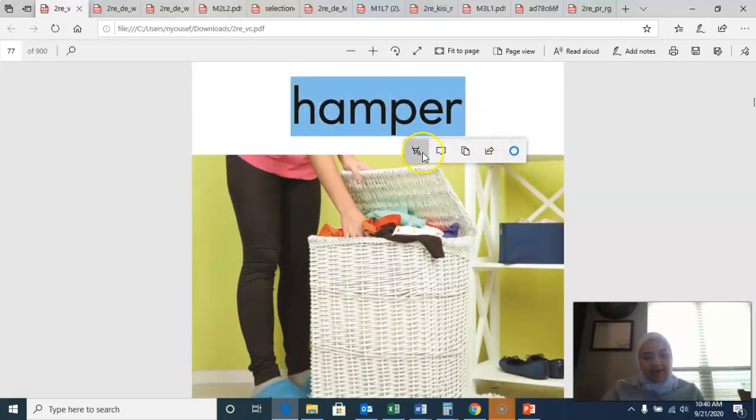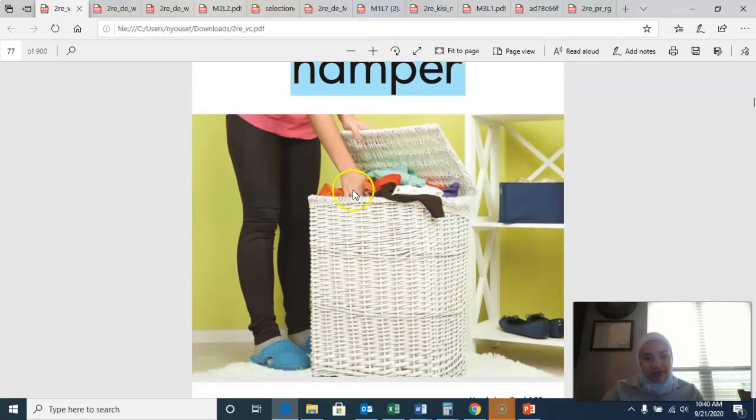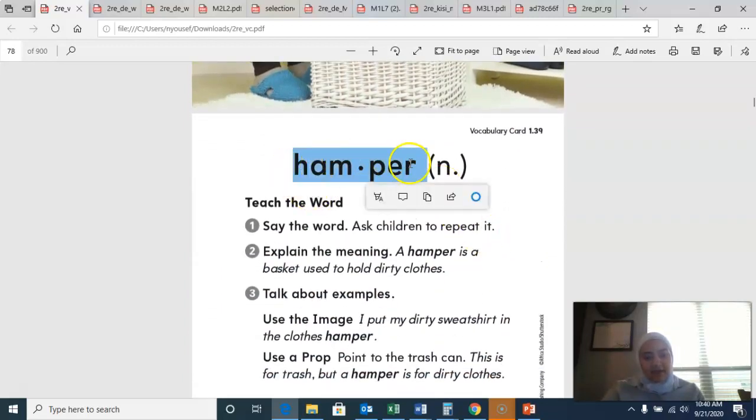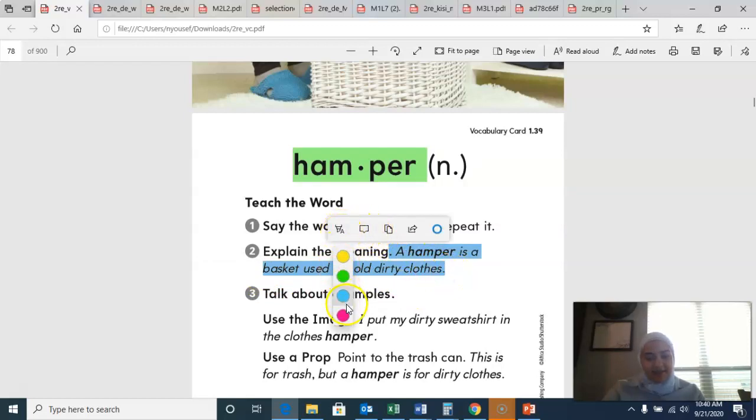Hamper. In the picture, there's someone putting laundry, right? That looks like laundry, dirty clothes, in the hamper. They're putting their laundry inside of this basket. So a hamper is a noun. A hamper is a basket used to hold dirty clothes. That's called a hamper. It says, I put my dirty sweatshirt in the clothes hamper. That's what the little girl's doing. She's putting her dirty sweater in the hamper. Okay, make sure you write the word hamper and the definition. If you need some more time, pause the video now.